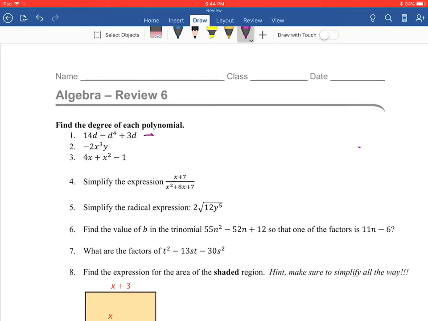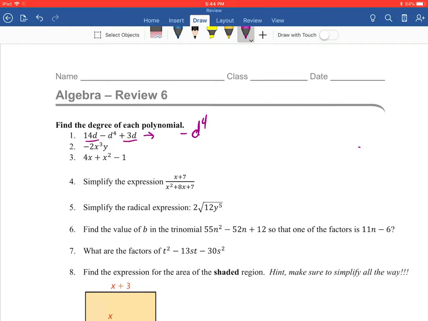In order to find the degree of the polynomials, we need to put it in standard form. Standard form has the highest degree, or the base variable with the highest exponent, first. That would be the way for me to describe that. And so d to the fourth power is the highest of these terms.